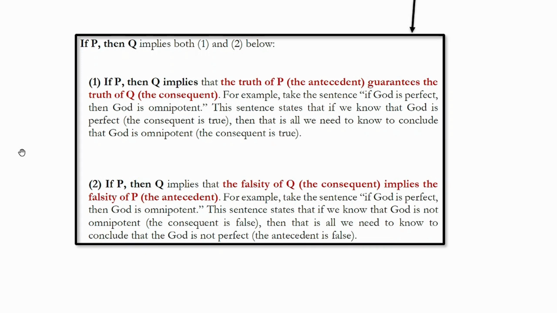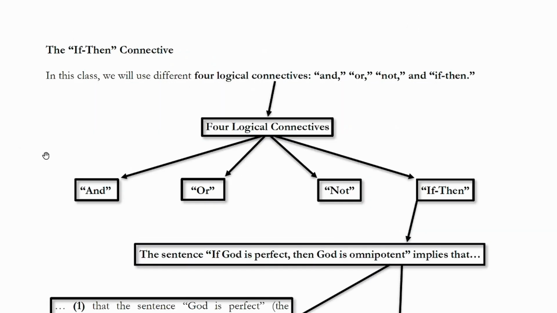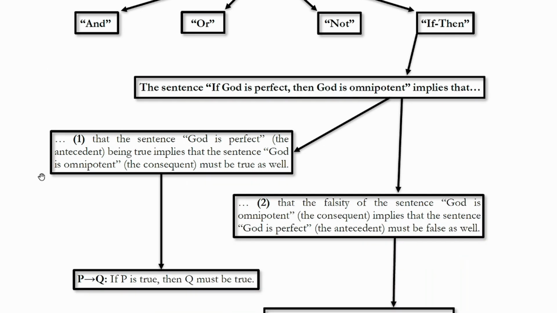Now that's sort of an abstract explanation, so to make this a little more clear, let's look at it in the context of the example that we've been looking at thus far. So we're dealing with the sentence, if God is perfect, then God is omnipotent. Now, before you even evaluate whether such a statement is true, all we're doing right now is asking ourselves, what in the world does that statement mean?